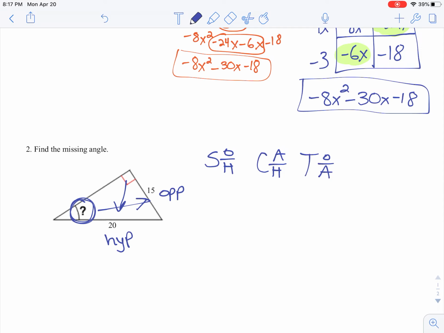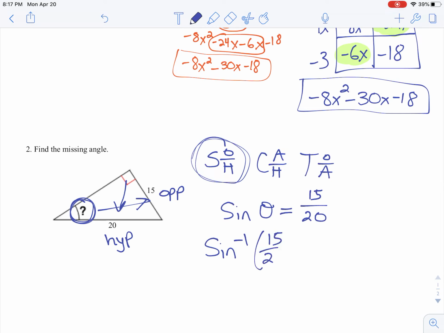So then you're going to look to see which trig function has the ratio of the information you have. So the opposite and the hypotenuse would be your sine function. So we're going to say the sine of theta, which is our unknown, equals the opposite value over your hypotenuse. Whenever you're trying to find an angle measure, you want to use the inverse of sine, which is sine to the negative 1. And then 15 divided by 20 equals theta.